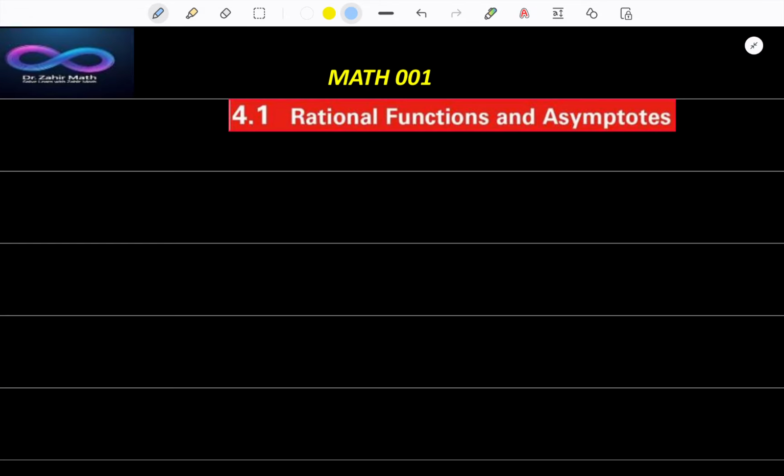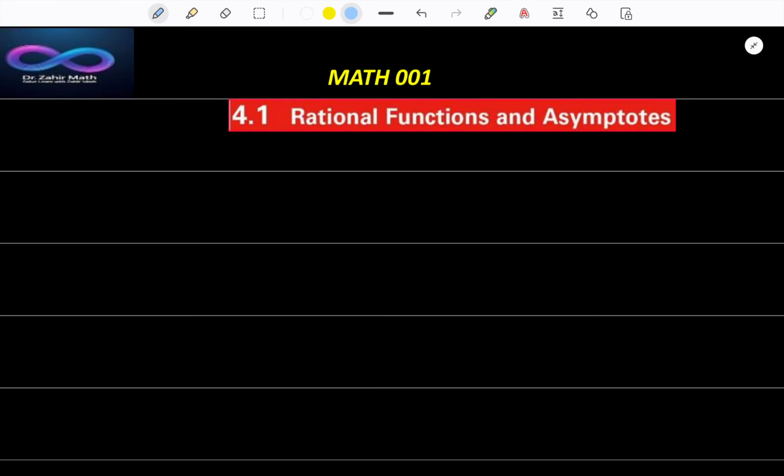In this video, I'm going to teach you exercise 4.1, rational functions and asymptotes. What do you mean by asymptotes? You already studied it in school, right? An asymptote is a line that continually approaches a given curve but does not meet it at any finite distance. That's the main idea of asymptotes.